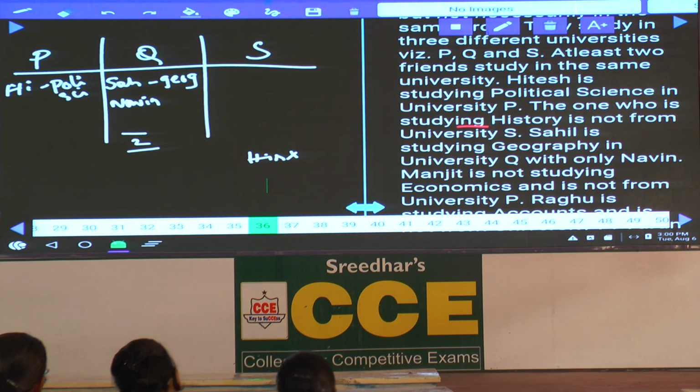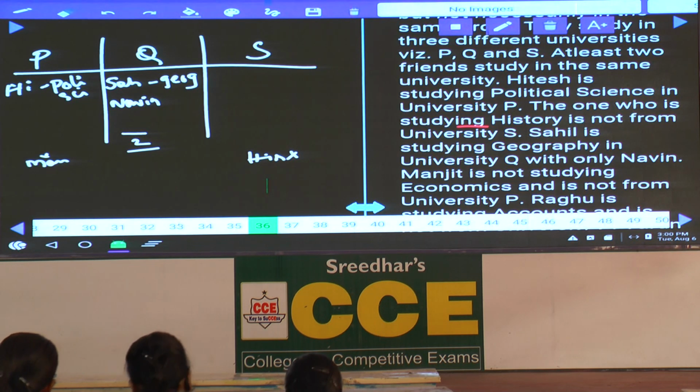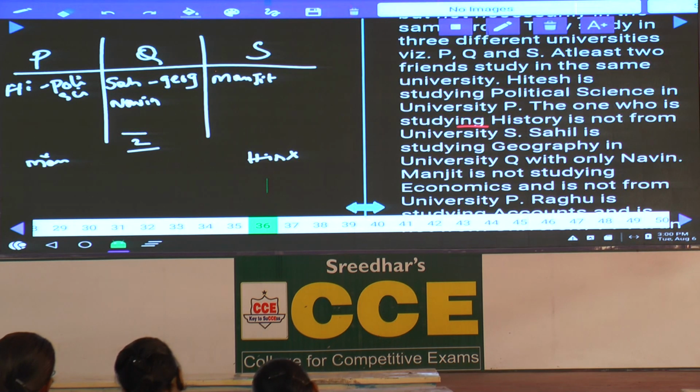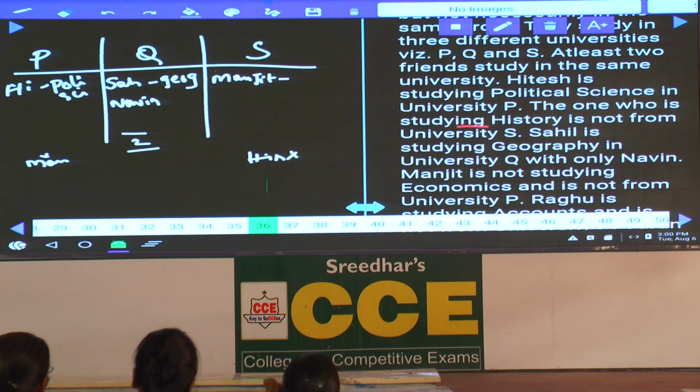Next, Manjit is not studying economics and is not from University P. Now, Manjit cannot be here. As Manjit cannot be here, Manjit must be in S. Because there are only two persons in Q, and so Manjit is studying what? Economics or not studying? Not studying. Manjit is not studying economics. Hence, economics put across. And not from University P.